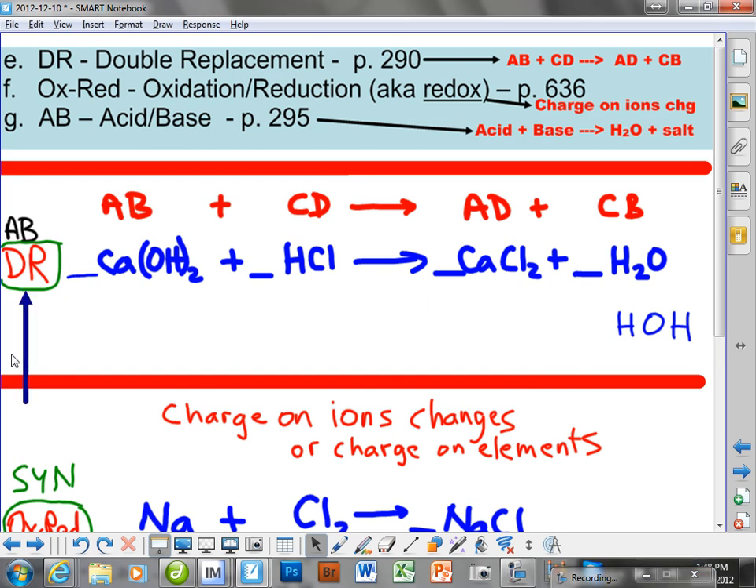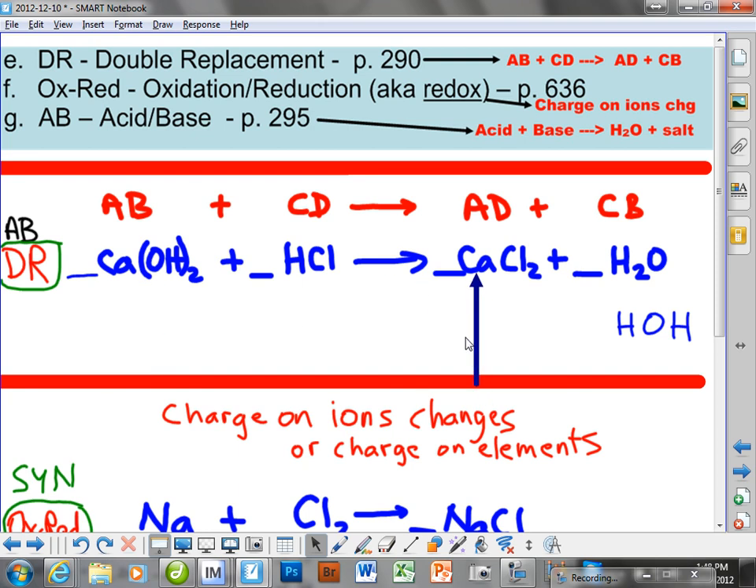Here is a double replacement. It's also an acid base. Who can tell me why this is acid base? The right way. Okay, what's the base? How do you recognize the base? OH. Good. You got it, James. Okay, the OH here is tagged onto the end. Yes, that makes it a base. And how do we recognize the acid? H. Yeah, the H is in front. Okay, here the H is in front. So that's the acid, that's the base.